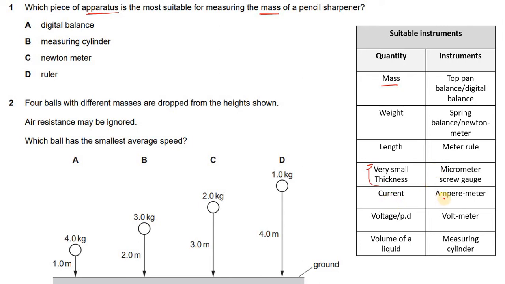Current, ampere meter. Voltage is measured with a voltmeter. Volume of a liquid, another typical quantity, is measured with a measuring cylinder. So we need to measure mass, and the instrument or apparatus is a digital balance. So the option is A. Measuring cylinder cannot be the option because this is for volume. This is Newton meter for weight, and ruler is for length.